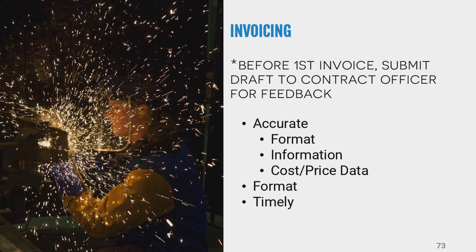Because the Prompt Payment Act says that the government will pay you within 30 days for an accurate invoice. So if your invoice is not accurate, maybe there's some data missing, then they don't have to pay you until you correct it. And then when they get the accurate invoice, that's when the clock starts again. So you don't want that to get delayed by 15 days or 30 days because you missed something.